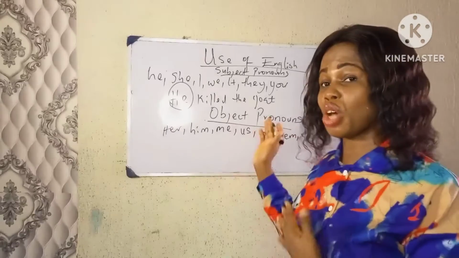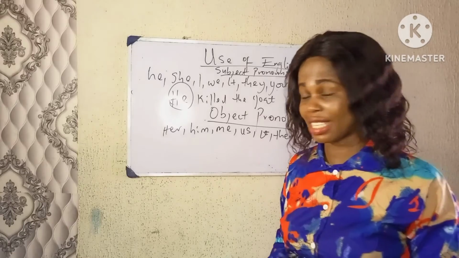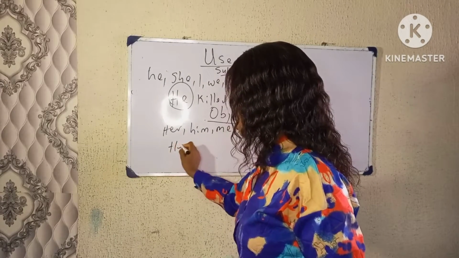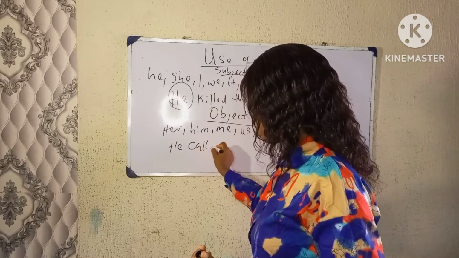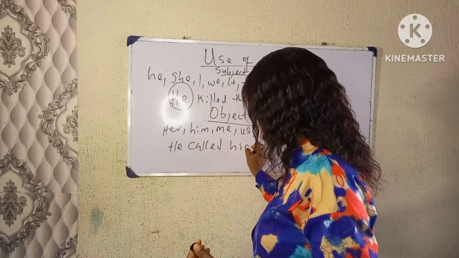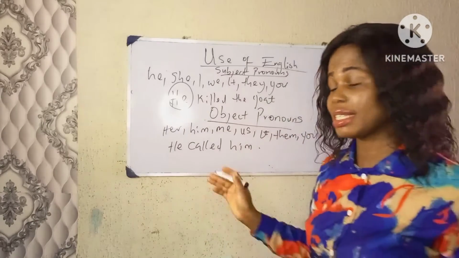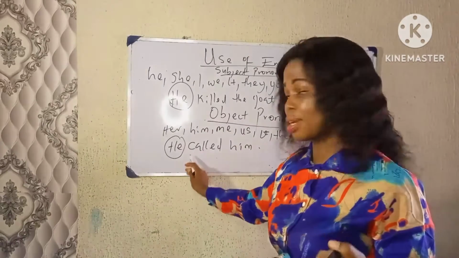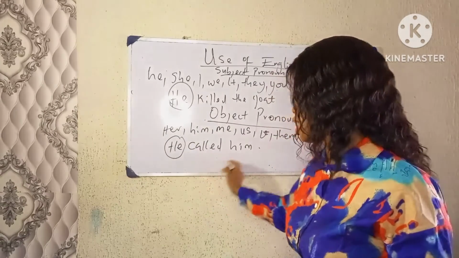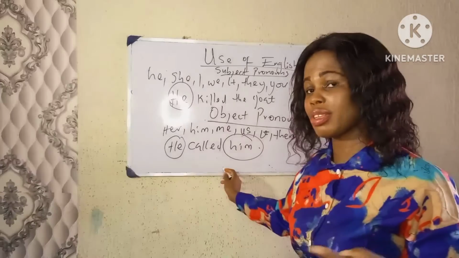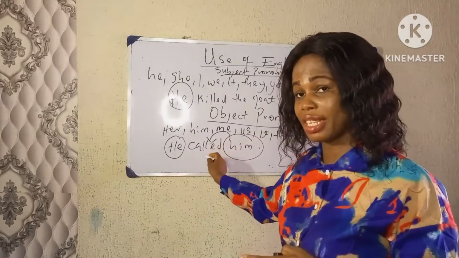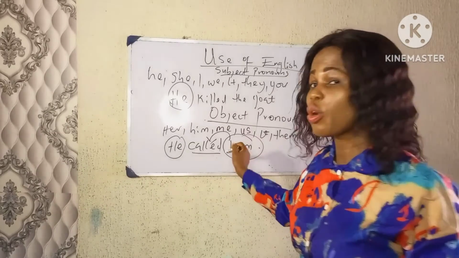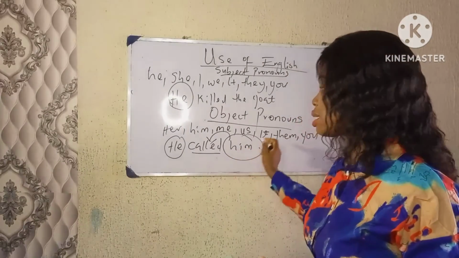Now let's use an object personal pronoun in an example. He called him. Now we have he, which is the subject of the sentence. He is the subject personal pronoun here. Now we have him. Him is the receiver of the action that is described by the verb, which is called. So him is an object pronoun.